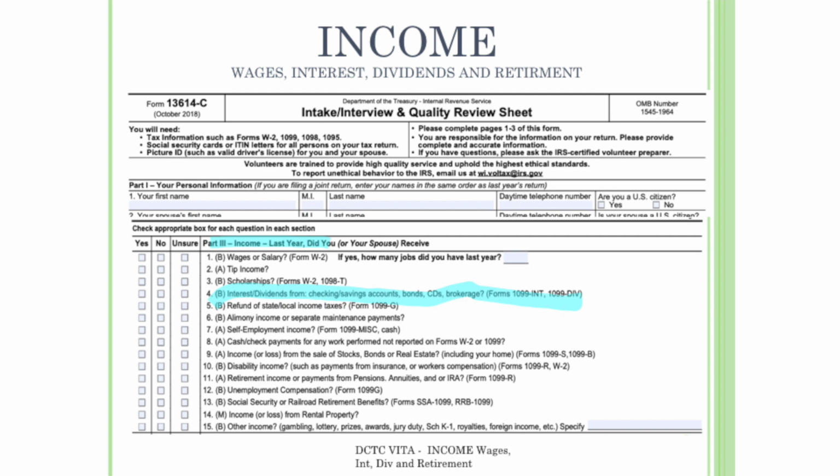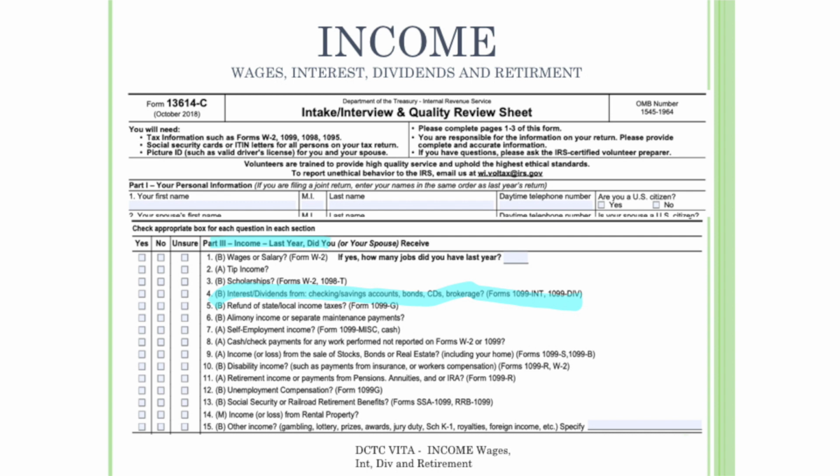If the taxpayer checked yes on line item number 4, interest, dividends from checking or savings accounts, bonds, CDs, brokerage, in parentheses it says Forms 1099-INT or 1099-DIV. Those are source documents that you should be asking the taxpayer for, and those source documents are what you use to input the data into the TaxSlayer Pro online software.